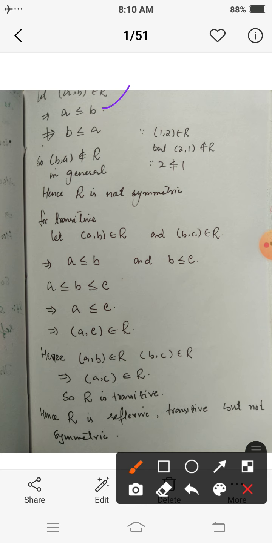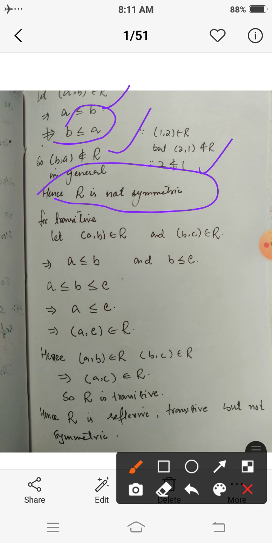Now whenever a real number a is less than or equal to b, it does not imply in general that the second real number, that is b, is also less than or equal to a. So this means that (a, b) belongs to R does not imply in general that (b, a) belongs to R, because if we consider (1, 2) which belongs to R, but (2, 1) does not belong to R, because 2 is not less than or equal to 1. So 2 less than or equal to 1 is absurd. Hence in general this R is not symmetric.